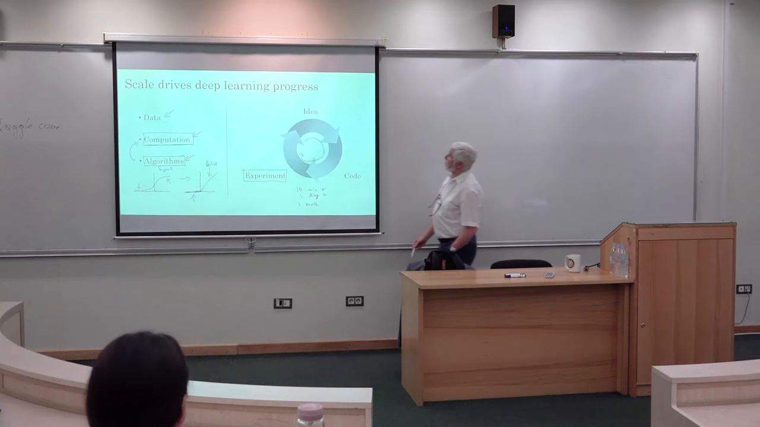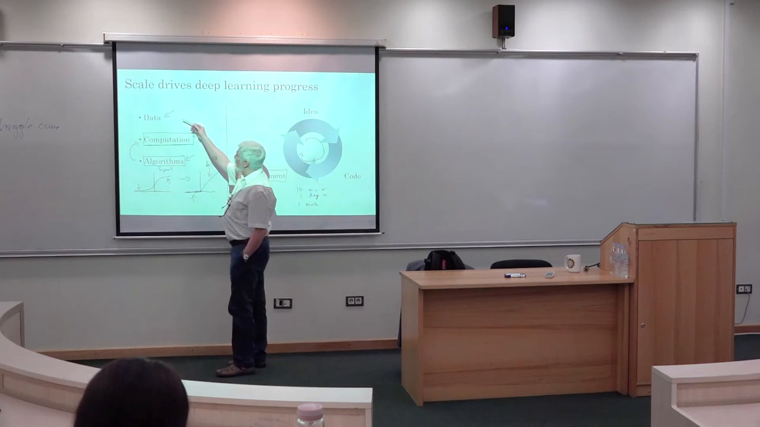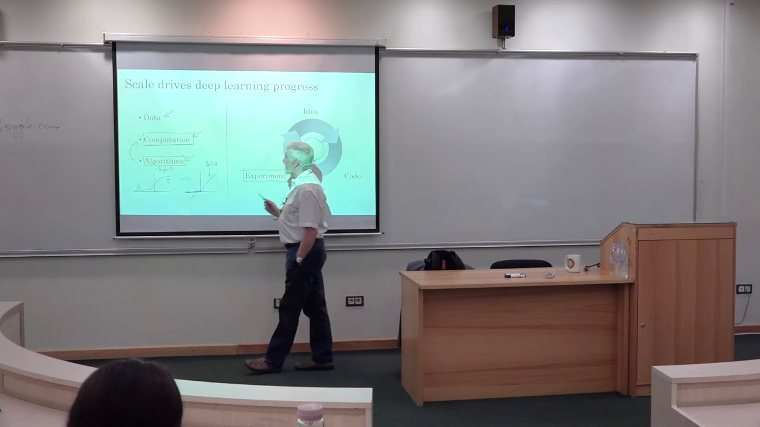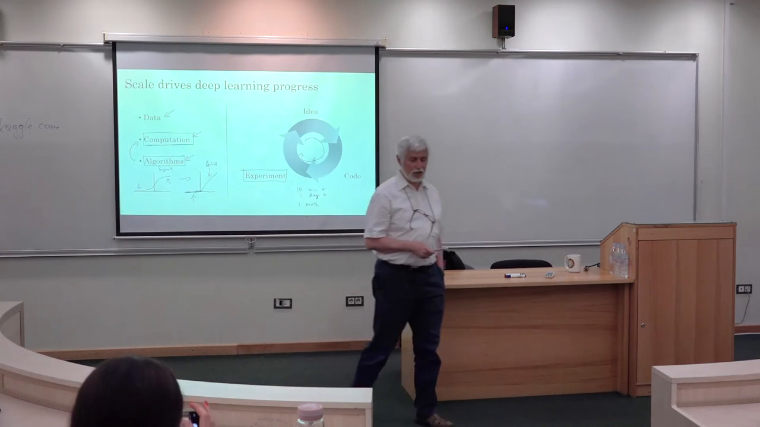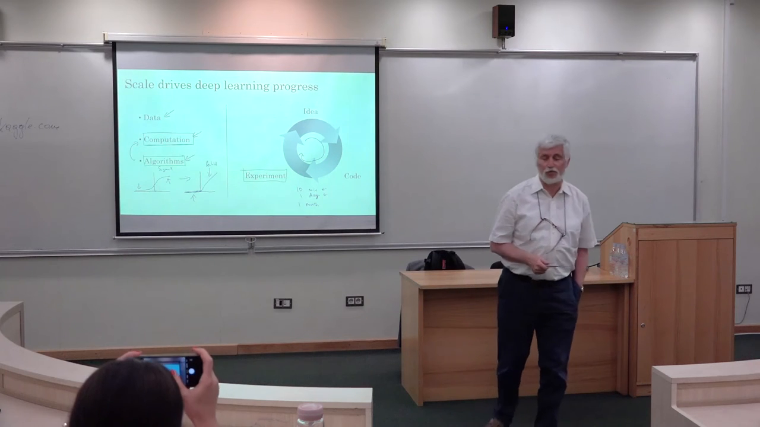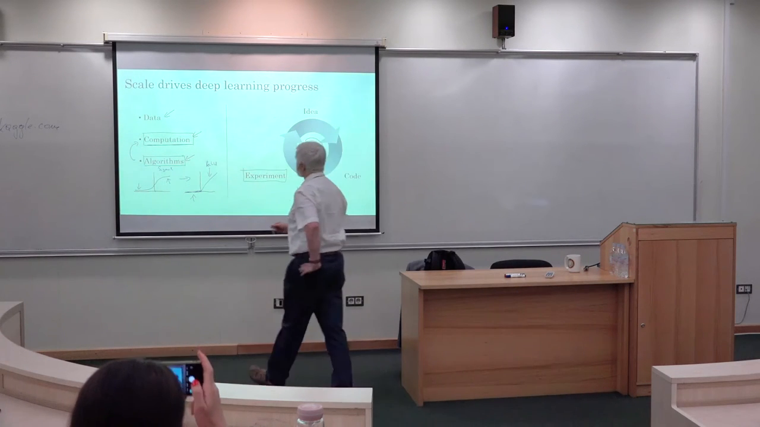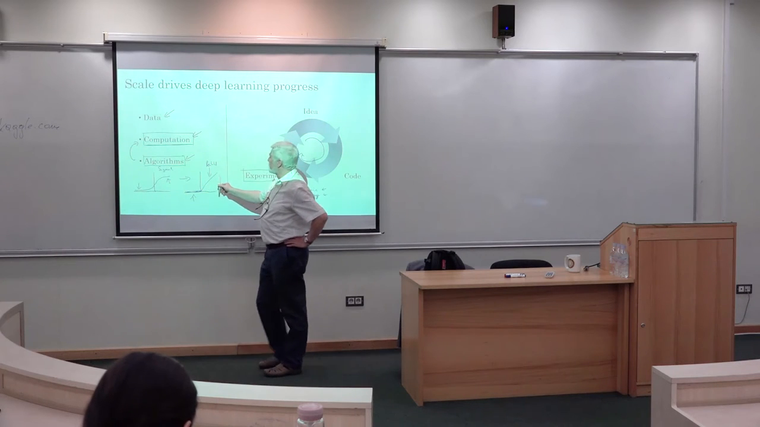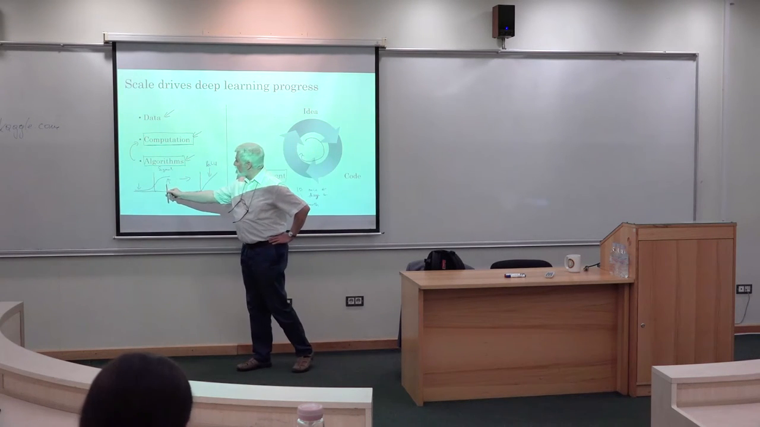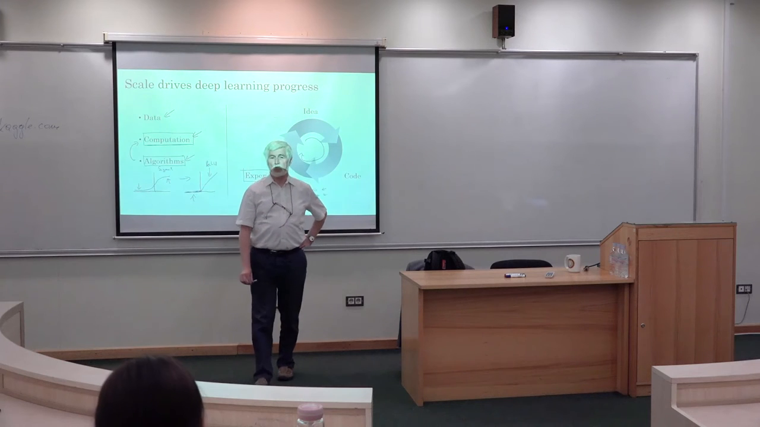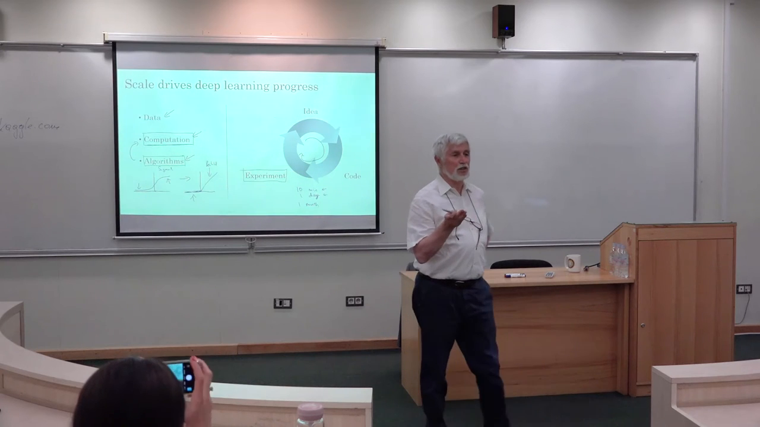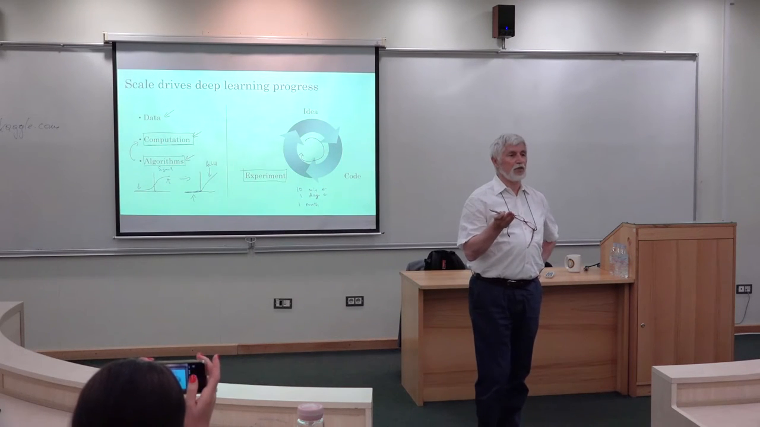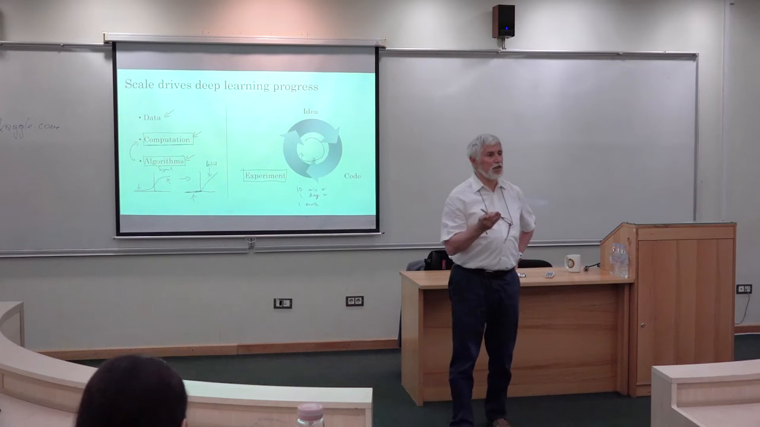So the problem, as you see, is with the scaling. We have the data which are scaled up, we have the computations, and of course also the algorithms. And in the algorithms, one of the things which really improved the performance was a switch from one activation function to the other activation function. We will see what a sigmoid function is for logistic regression. And with the switch to the nonlinear ReLU function as an activation function, we have really improved results.